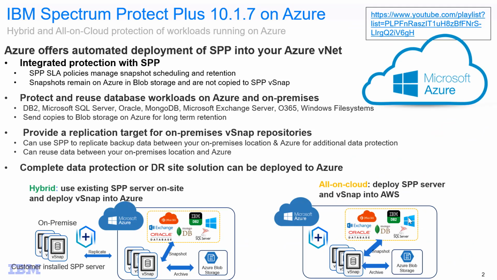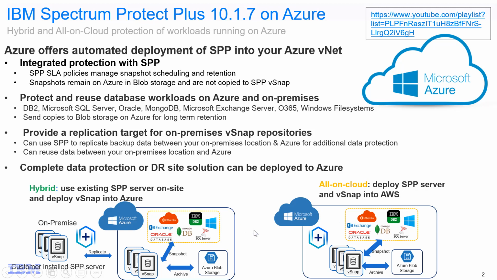Azure now offers an automatic deployment of Spectrum Protect Plus into your Azure VNet, and this deployment has two possibilities. Either you can do an all-in cloud deployment where we're deploying both the Spectrum Protect Plus server as well as a vSnap directly into your Microsoft Azure, or we can do a hybrid deployment where just a vSnap is deployed into Microsoft Azure and we're connecting with an on-premise Spectrum Protect Plus server.